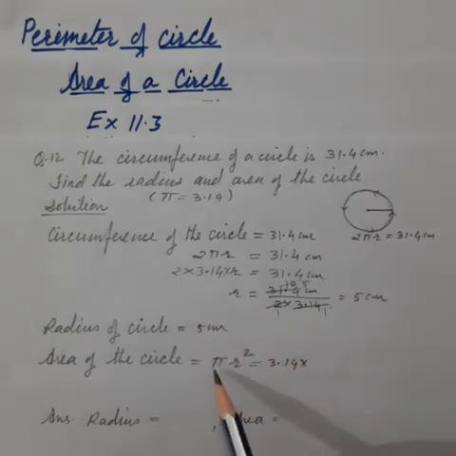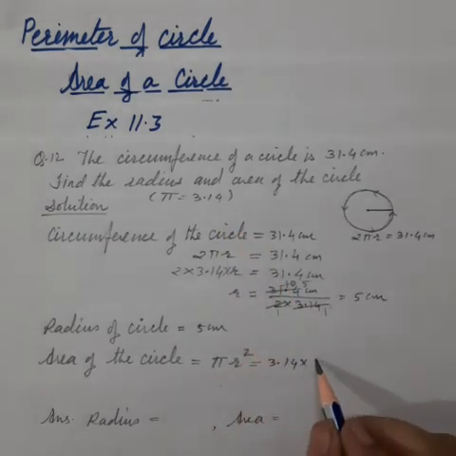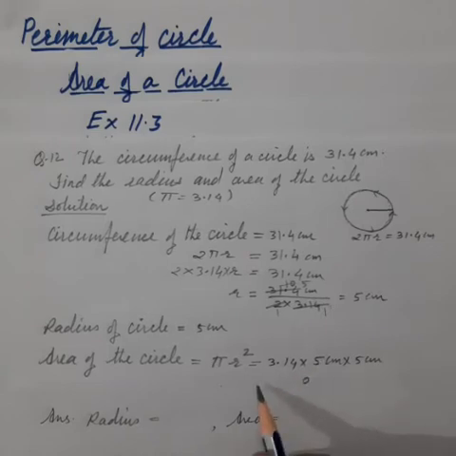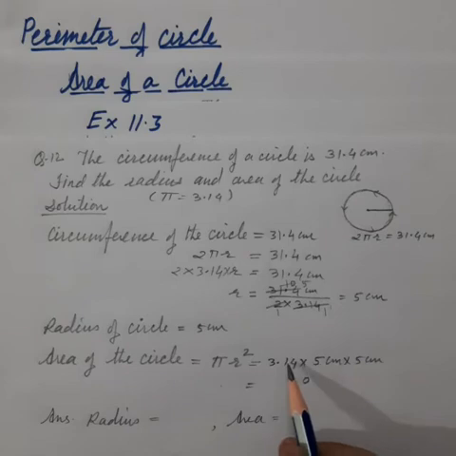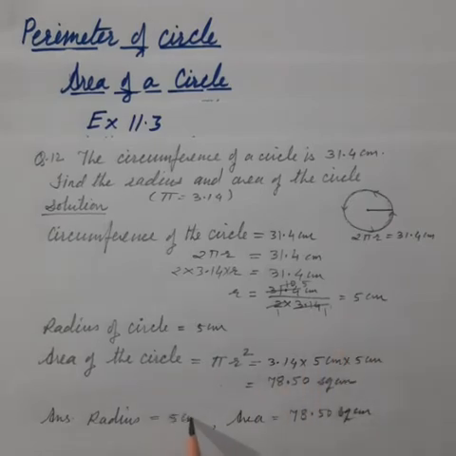Now find out the area. Area is pi r square. Value of pi is given 3.14. R square means radius into radius. 5 centimeter into 5 centimeter. 5 5s are 25. 25 4s are 100. 10 carried. 25 1s are 25 plus 10 35. 3 carried. 25 3s are 75 plus 3 78. And before 2 digits point. Centimeter into centimeter, square centimeter. So the area we get here 78.50 square centimeter, and the radius is 5 centimeter.